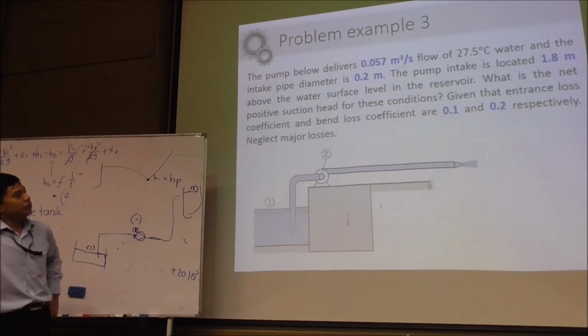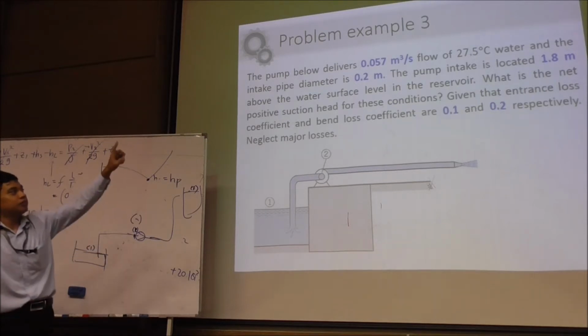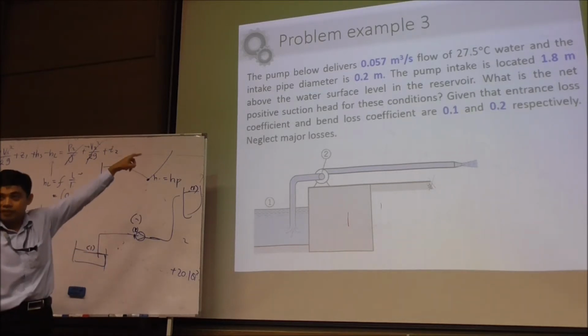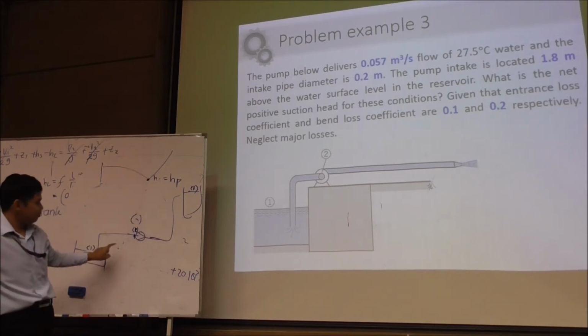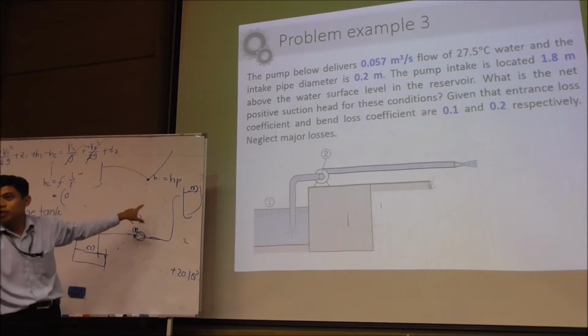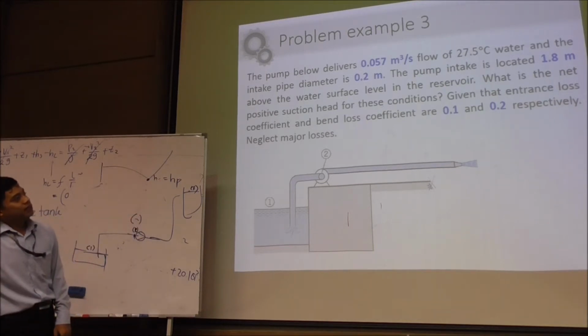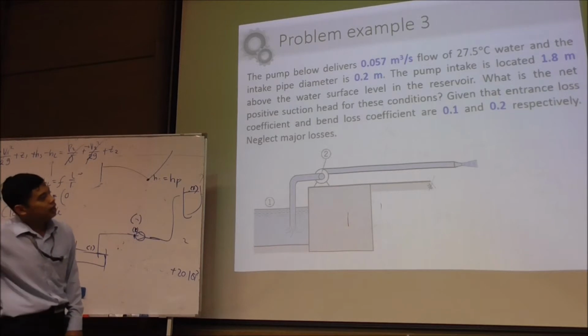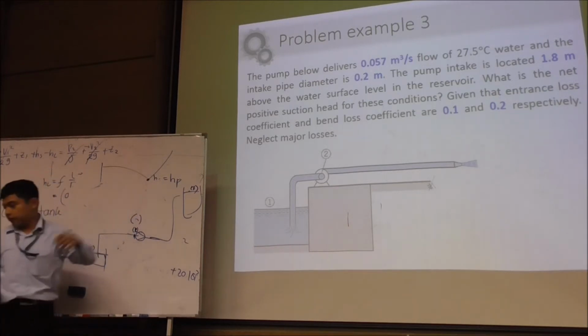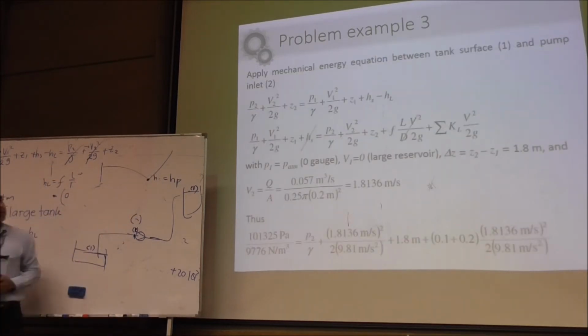Everything is given, Q is given. Okay, you are considered lucky if Q is given there, right? Because most of the time it is not given, so you need to calculate between this and that, and then you got Q, then you calculate between this and that. Right? The pump intake is located at 1.8 meter above the water surface level. What is the NPSH, right? And everything is given. So it's pretty straightforward.